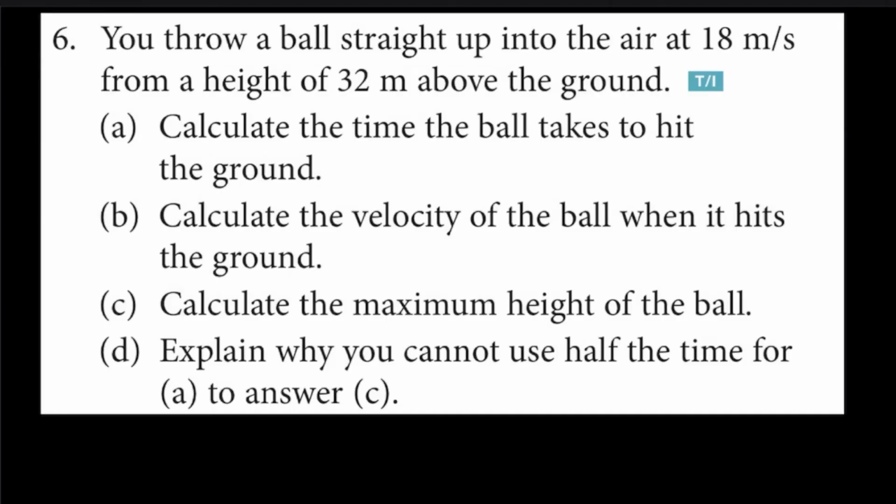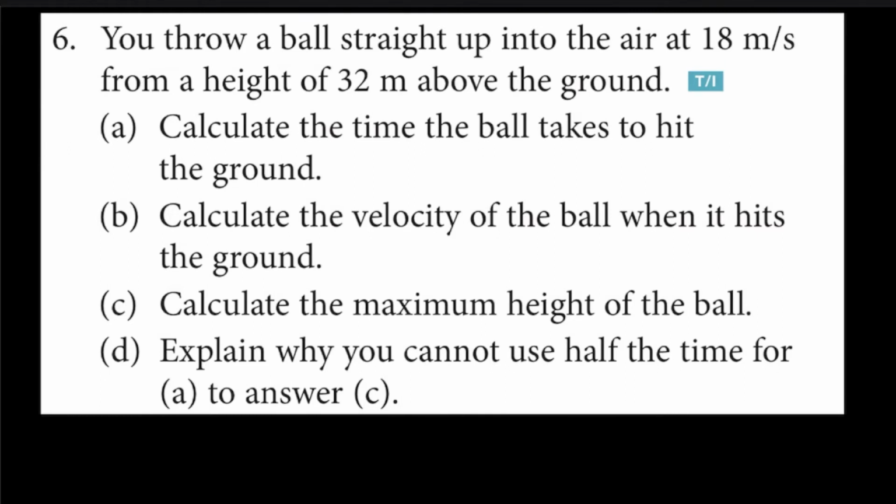Alright, so let's look at question number 6 now. And question number 6 reads, you throw a ball straight up into the air at 18 meters per second from a height of 32 meters above the ground. And they want us to calculate the time the ball takes to hit the ground. We'll take care of the rest after. So here, once again, you throw a ball straight up into the air at 18 meters per second from a height of 32 meters above the ground.